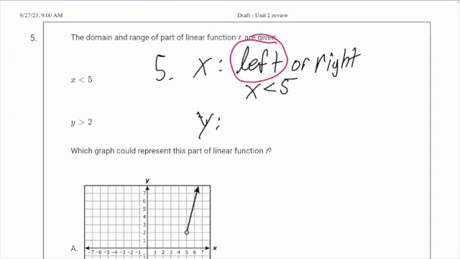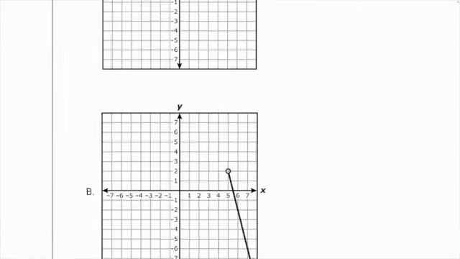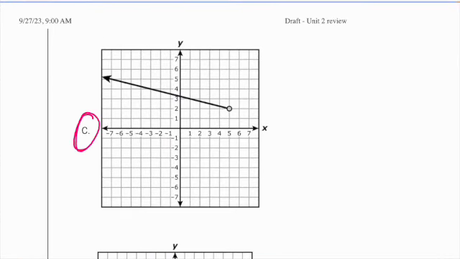Now, taking a look at our y values. Our y values are going either down or up. Guys, here we have y is greater than 2. If y is greater than 2, is it going down or up? Up. Which means, looking at my answer choices, which one is going left and up? Take a look. C is the only one going to the left and going up.